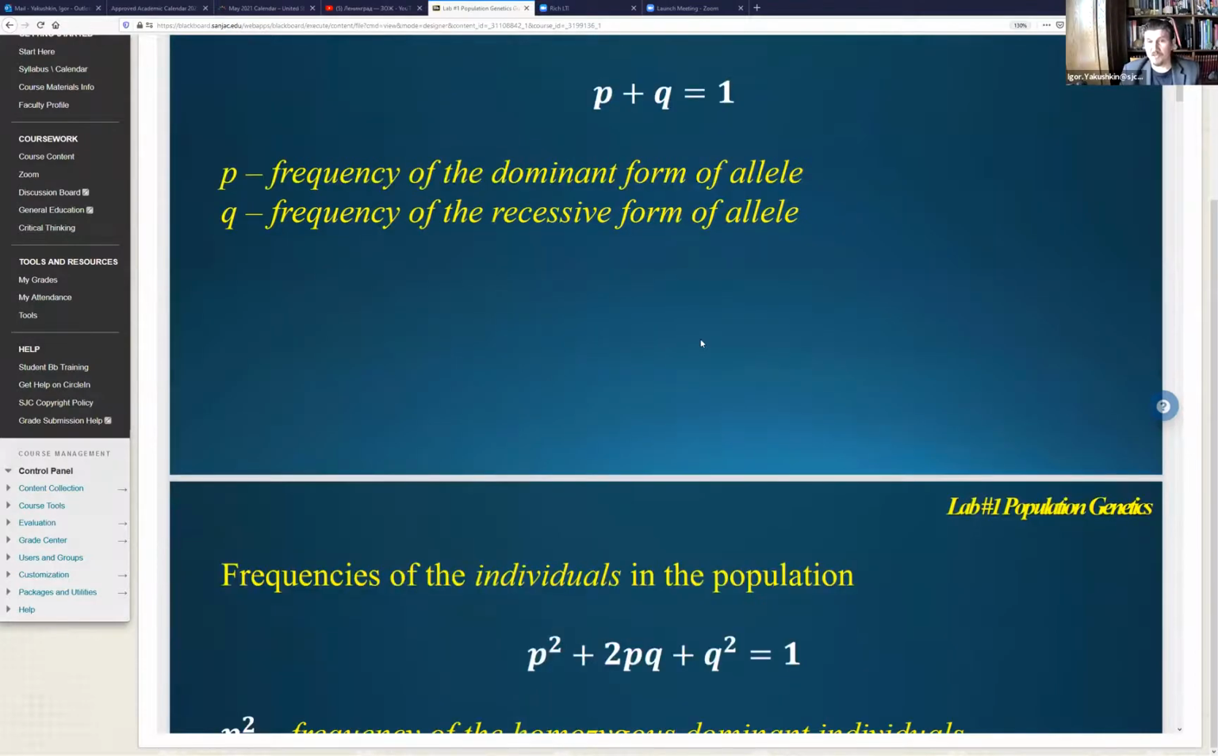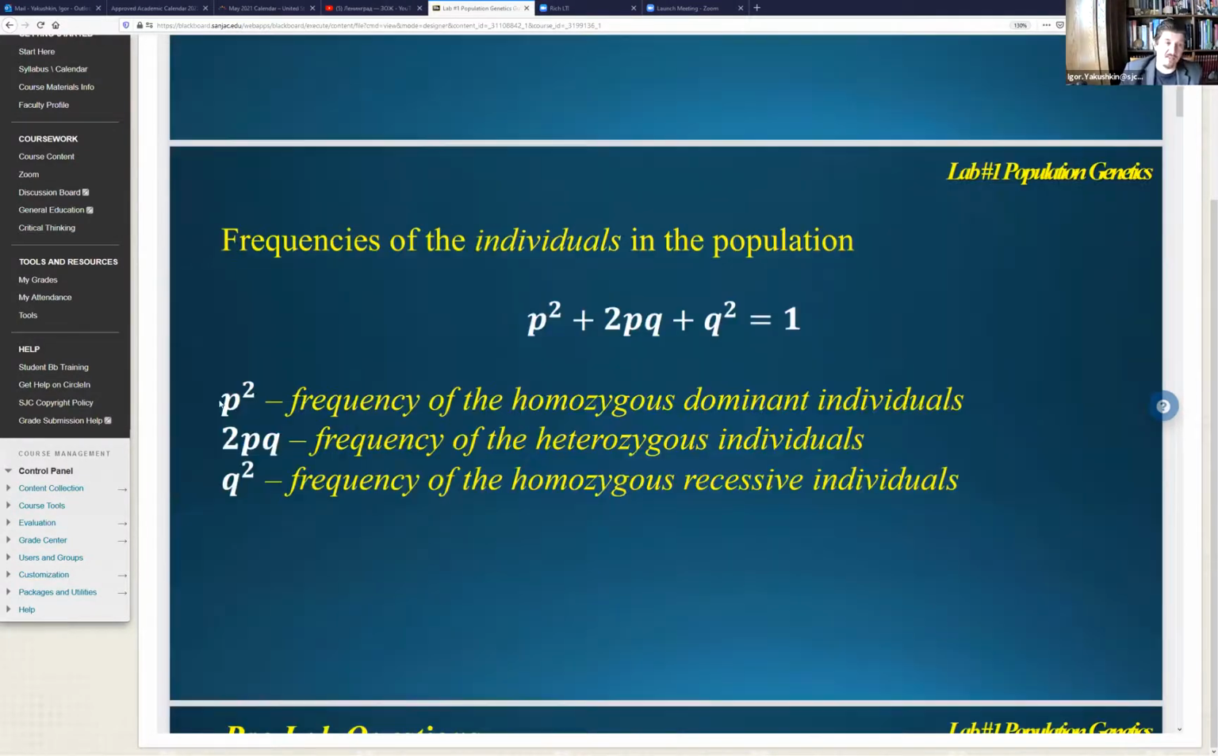p squared plus 2pq plus q squared is nothing else than p squared, the homozygous dominant; q squared, the homozygous recessives; and 2pq is basically known as the heterozygous individuals. And this is what it means. So p and q are alleles, whenever you start seeing squares, 2pq, q squared, those are the individuals. Now, that's the frequencies of individuals.